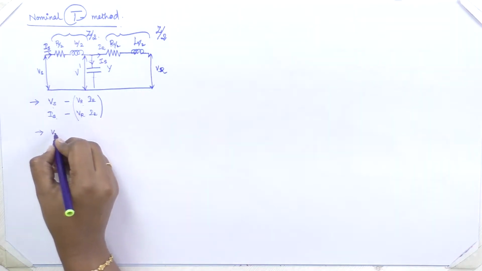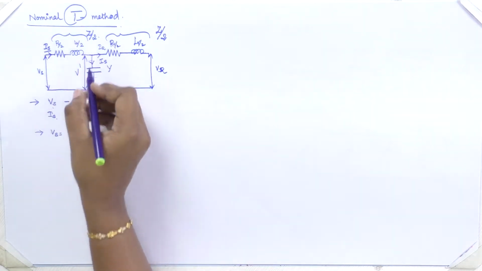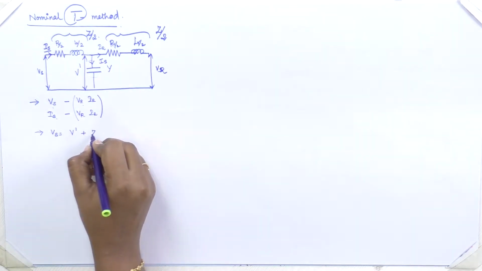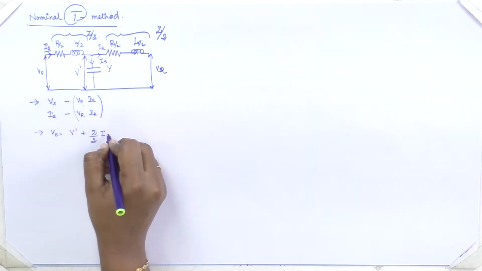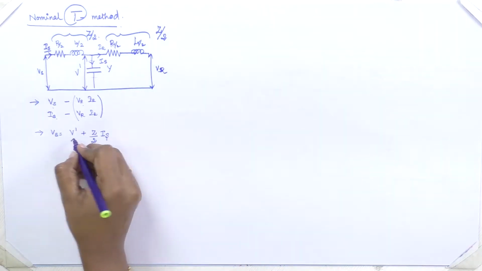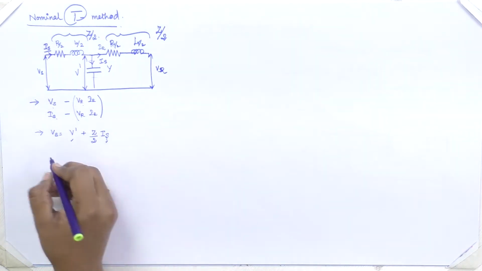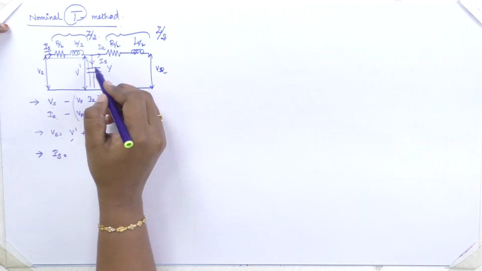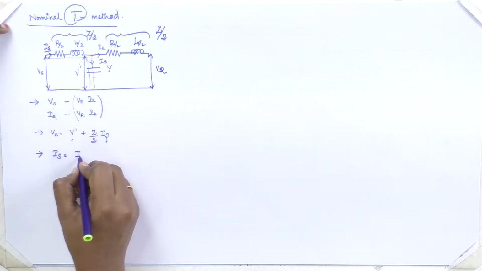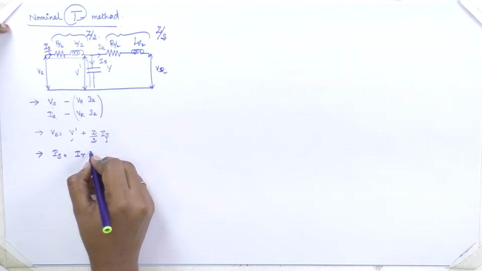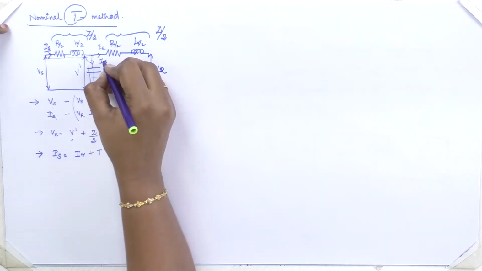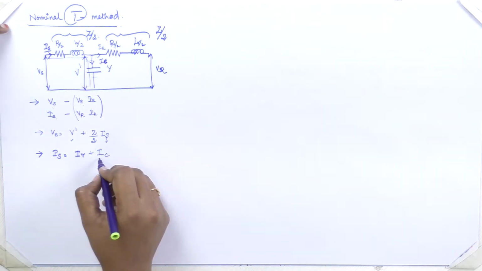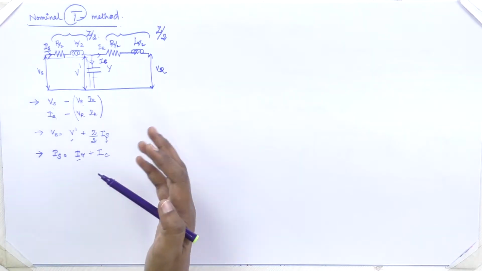So what is Vs? Vs I can write as V dash plus Z by 2 into Is. Fine. Now what are V dash and Is? We have to calculate them. Is, by KCL, I can write as IR plus IC.